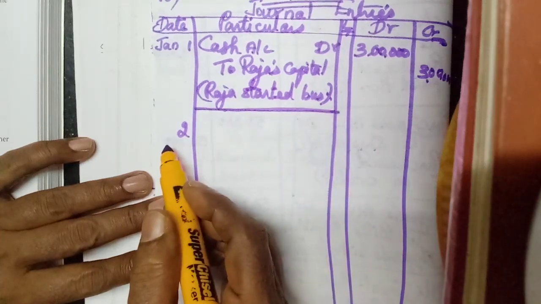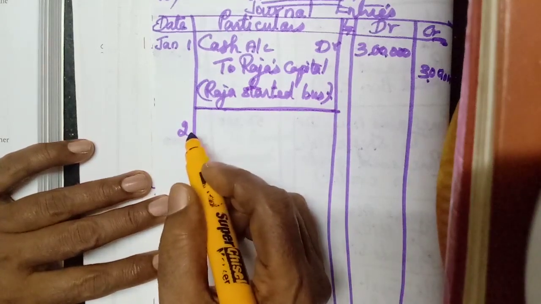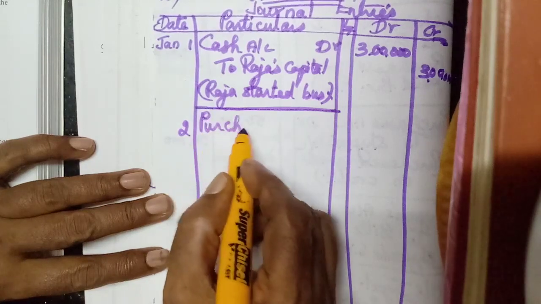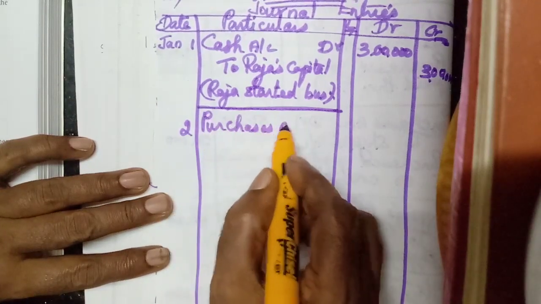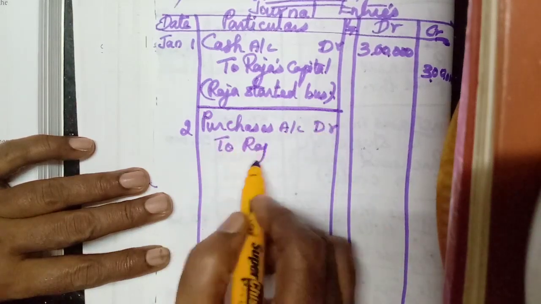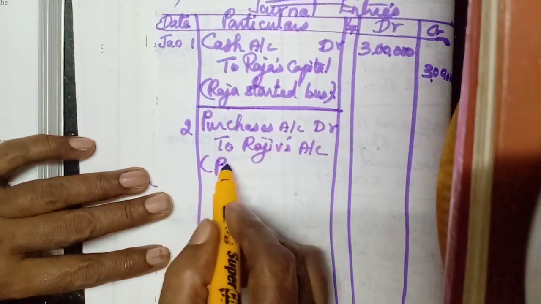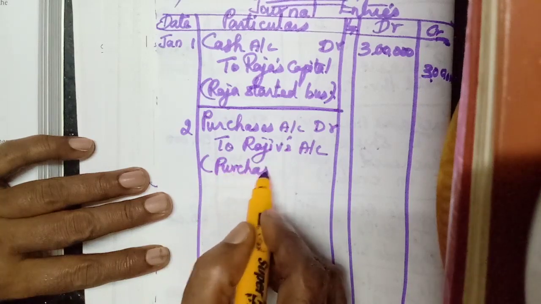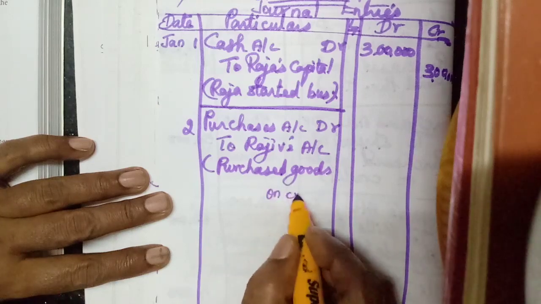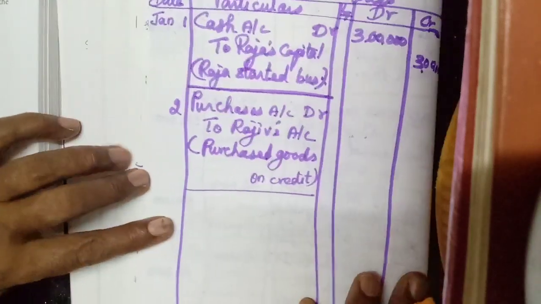Number 2. Purchased goods from Rajiv on credit. So here on credit we are buying. Okay, so first purchases account. Purchased goods means purchases. Purchases account debtor to Rajiv's account. Purchased goods on credit. Now we will write the amount.